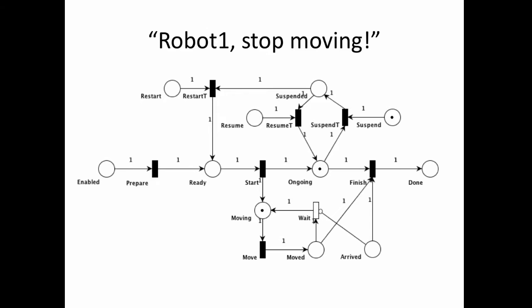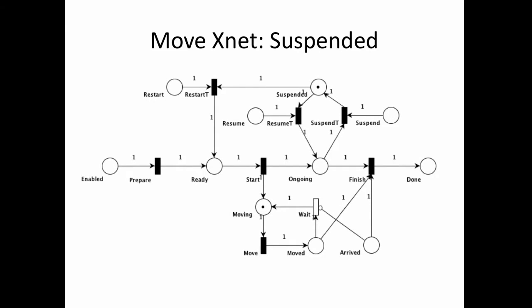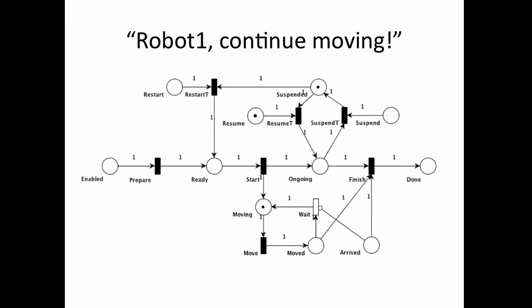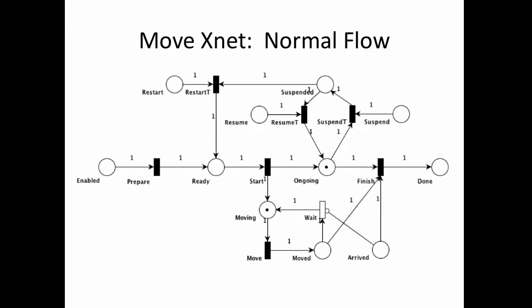So the system will mark the suspend place and will transition to the suspended state. Then if later we say Robot 1 continue moving, all we do is mark the resume place, and then the 2 inputs to the resume T transition will be populated and we'll return to ongoing. So that handles those simple types of interrupts.